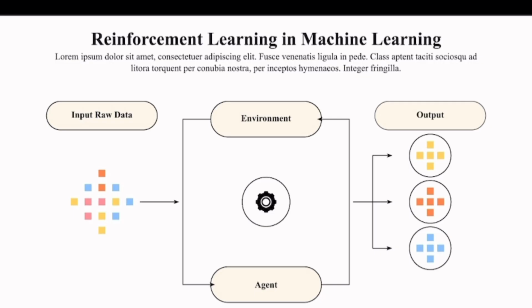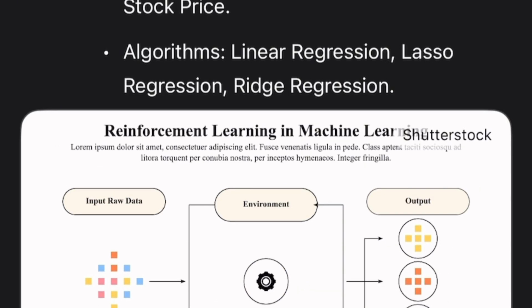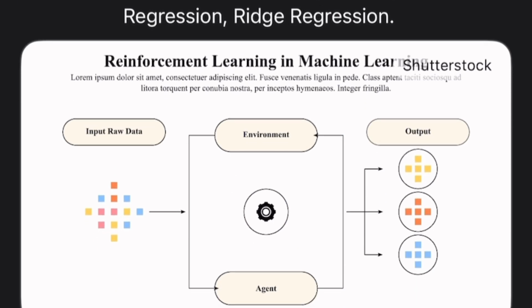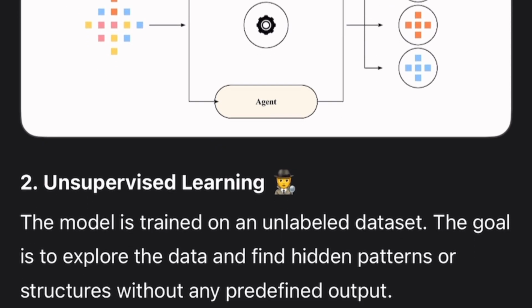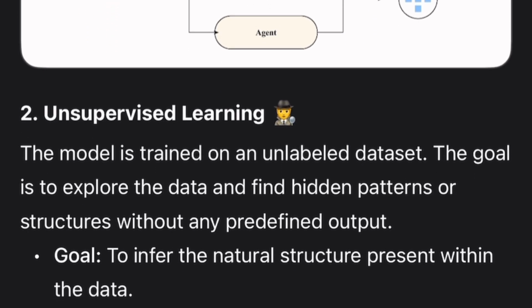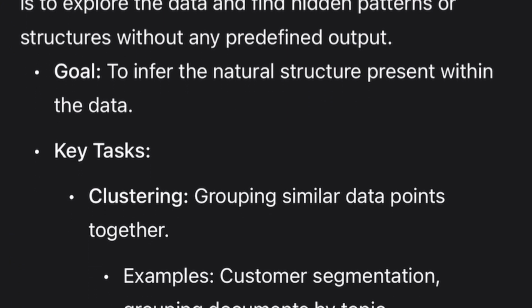2. Unsupervised learning. The model is trained on an unlabeled dataset. The goal is to explore the data and find hidden patterns or structures without any predefined output. Goal: to infer the natural structure present within the data. Key tasks: clustering, grouping similar data points together.